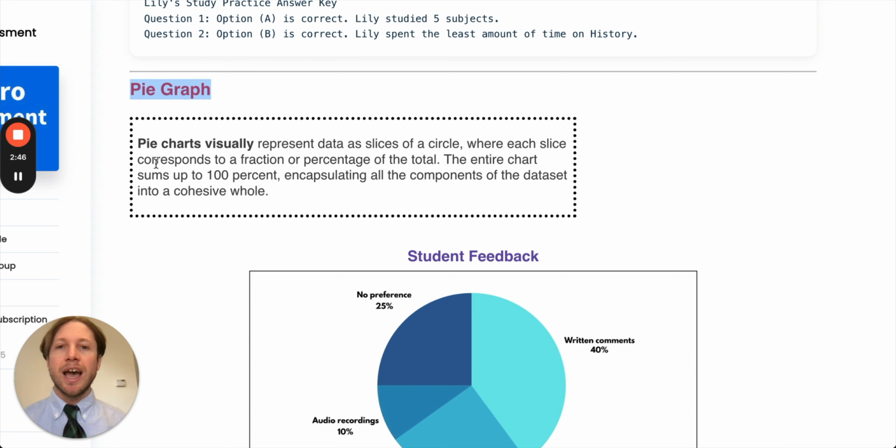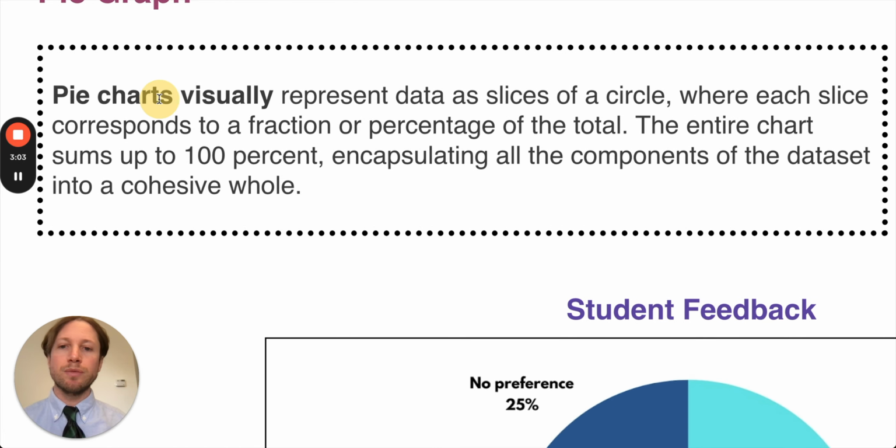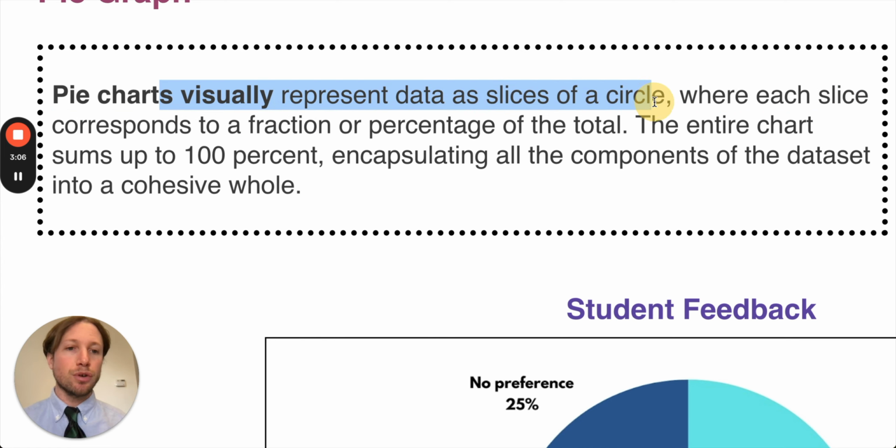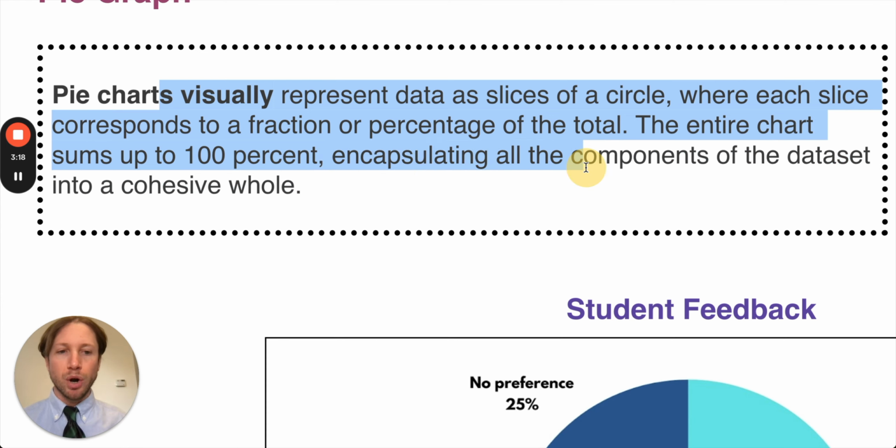All right, now let's go ahead down and look at our next visual representation, which is a pie graph. And you'll notice below each of the tables, charts, diagrams, there is an introduction to give you a refresher about what these particular types of diagrams are best for. So let's read about the pie chart. Pie charts visually represent data as slices of a circle where each slice corresponds to a fraction or percentage of the total. Remember that the entire chart sums up to 100%, encapsulating all of the components of the data set into a cohesive whole.